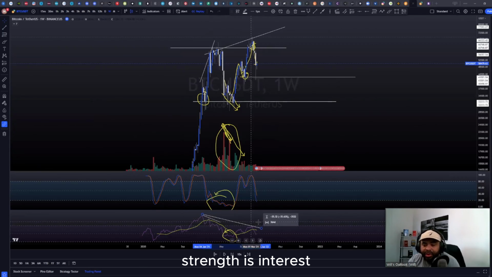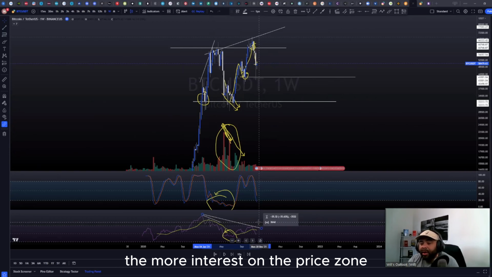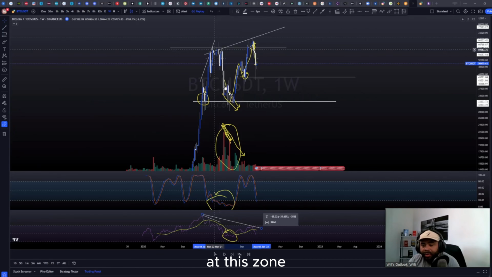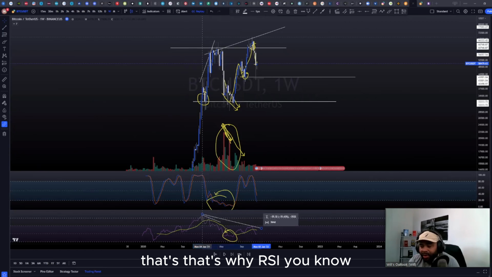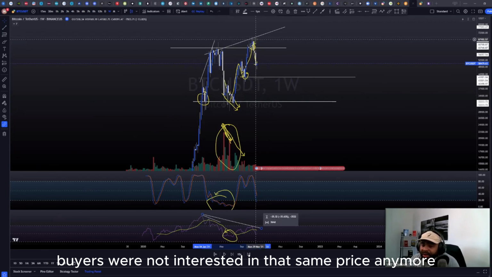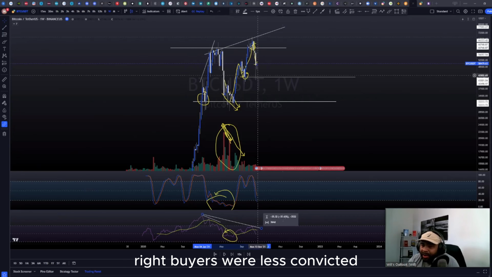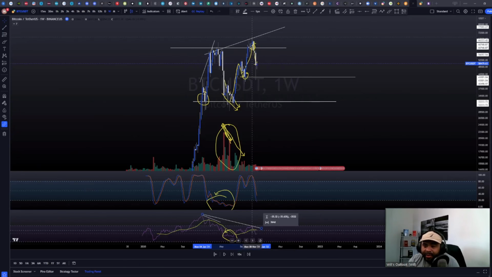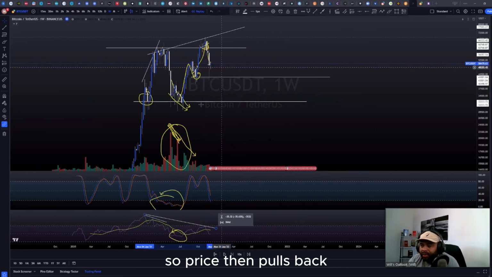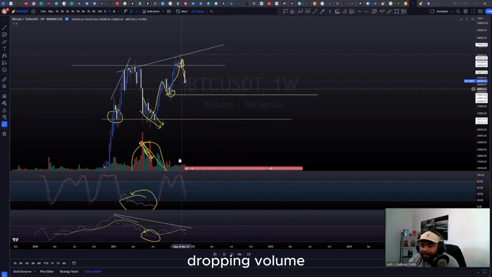Because strength is interest. Think of it like that. The stronger the move, the more interest on the price zone. So buyers here were very interested in this price at this zone, right? They were very interested. That's why RSI got where it got. But over here, buyers were not interested in that same price anymore. Buyers were less convicted. How can you tell that? RSI, right?